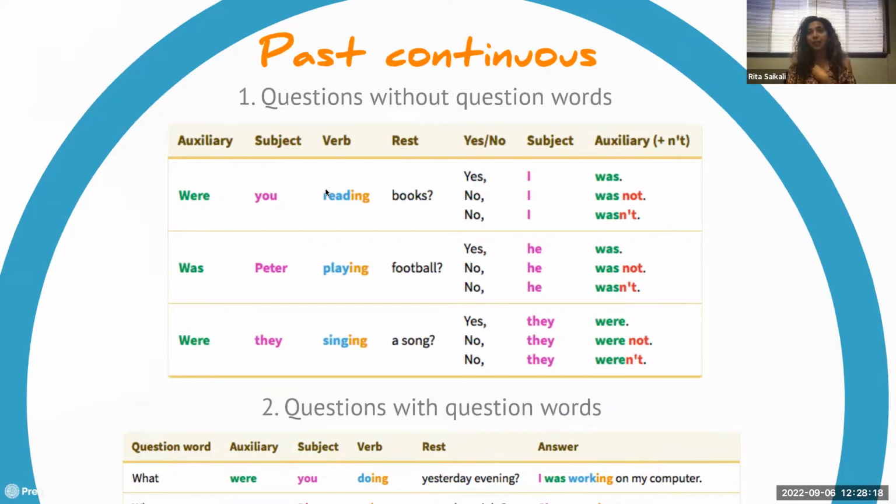Were you traveling in the summer? No, I wasn't traveling in the summer. Was Peter playing football? Yes, he was, or no, he wasn't. Were they singing a song? Yes, they were, or no, they weren't. Does that make sense? Sweet. All right.